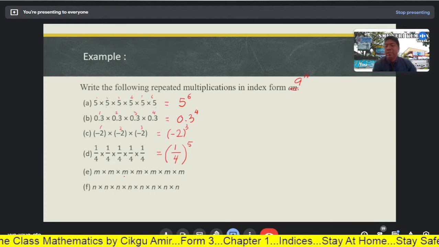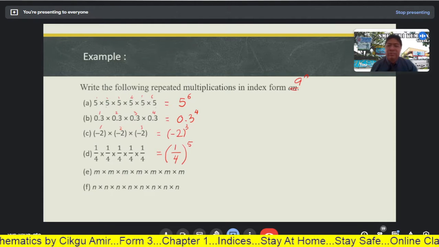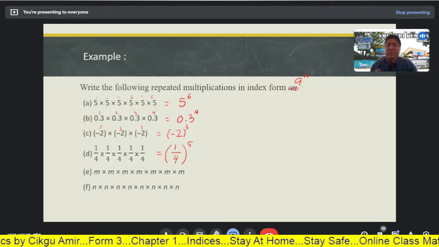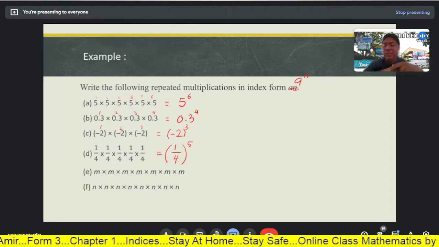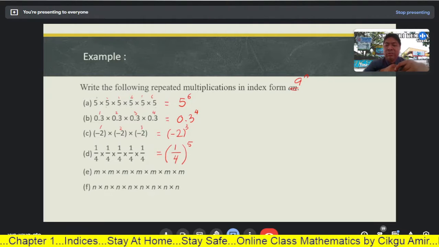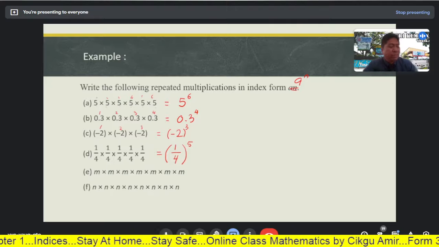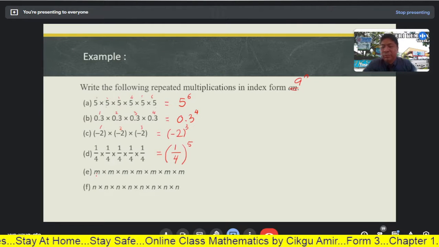Example number 5. The index also can use a variable, not only using a number. The index can also be a variable, like the fifth example.